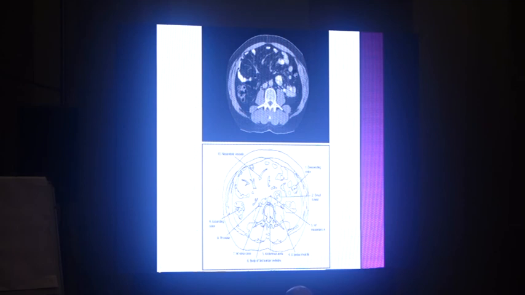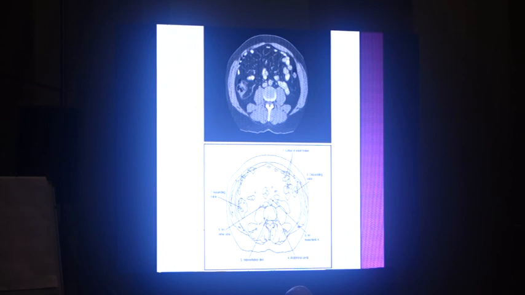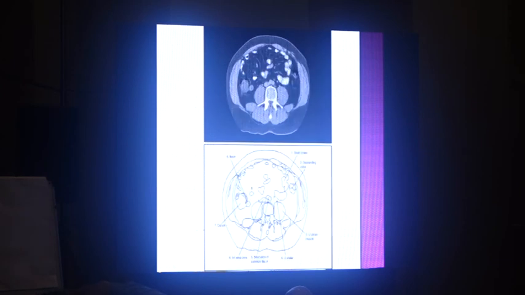This is bifurcation of aorta. Now the contrast is diminishing from the aorta. Okay. Now we cannot see the liver. You can see the small bowel, psoas muscles, vertebra.